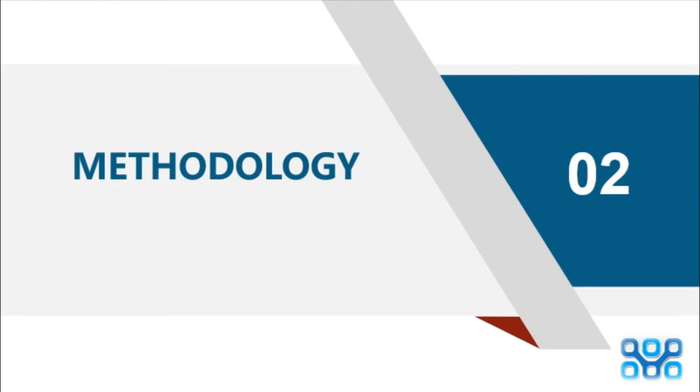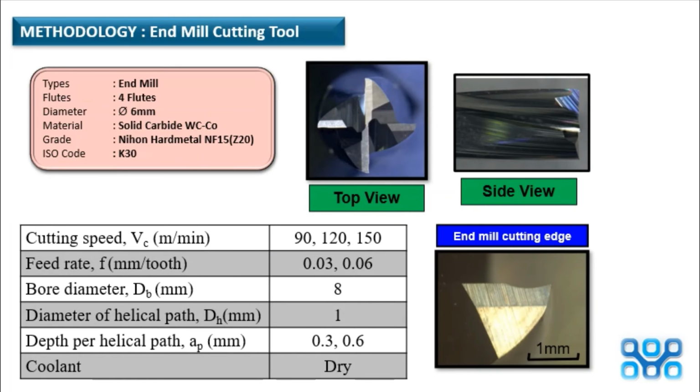We go to the second content, that is methodology. First, we look at the end mill cutting tool used. The end mill cutting tool is a type with 4 flutes, 6 mm in diameter. The material, as said earlier, is solid carbide. The ISO code for the solid carbide is K30. This is the view of the end mill cutting tool: you can see the top view, the side view, and the end mill cutting edge. 3 levels of cutting speed are used, 2 levels of feed rate, and also 2 levels of depth per helical path. The coolant is dry.